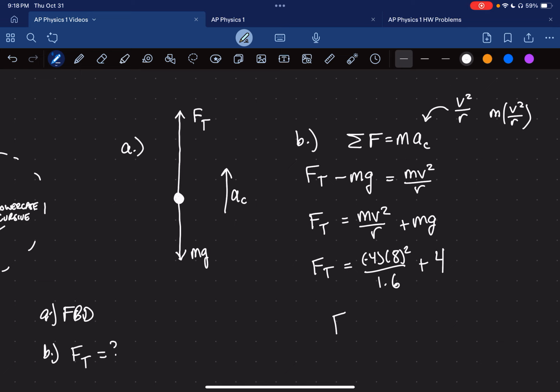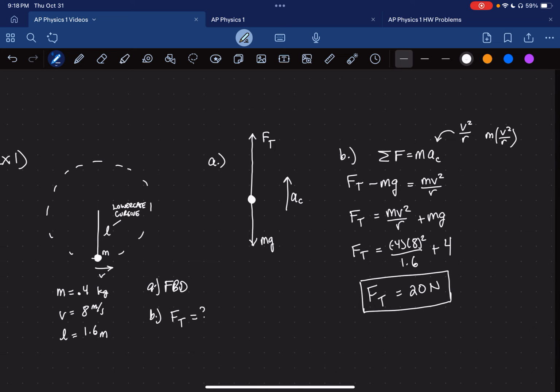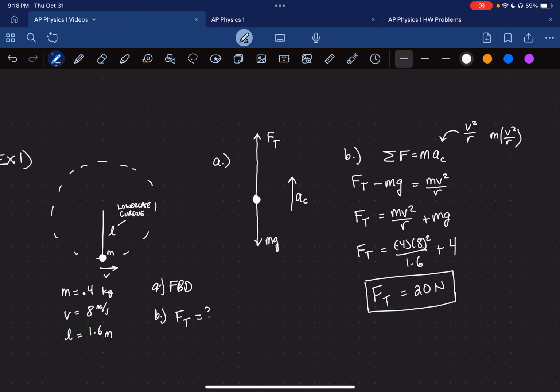And I'm getting 20 newtons of force. Okay, I'm looking around. I don't see anything I forgot to mention. I will just say, for there to be a centripetal acceleration, there must be a net force pointed towards the center of that circle as well, which we've seen here. There was enough tension force to provide a net force upward.